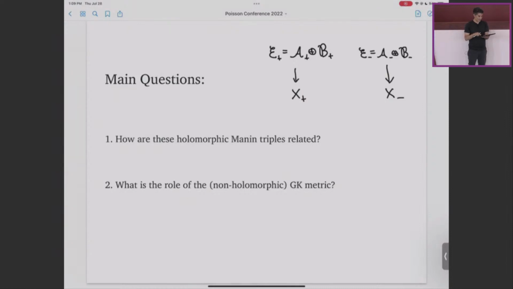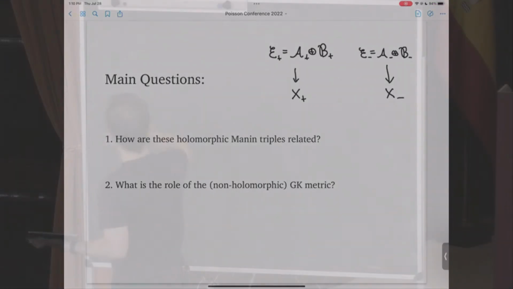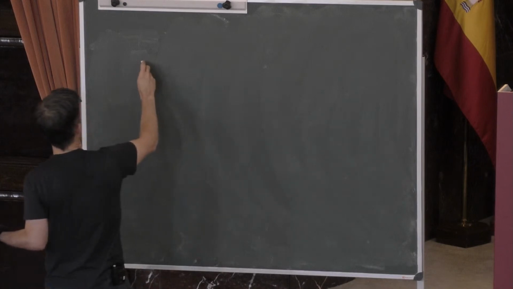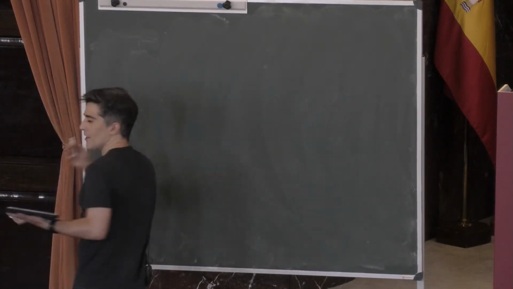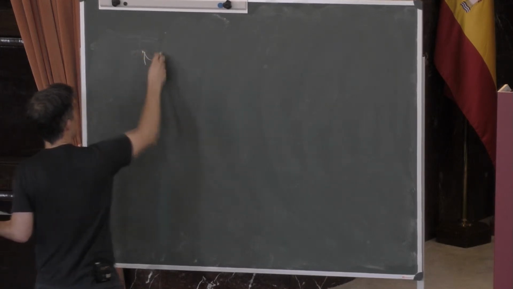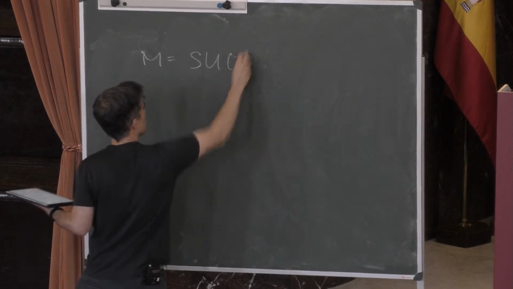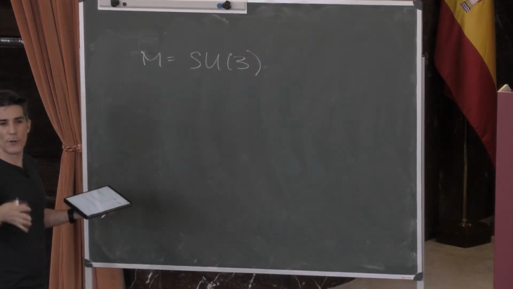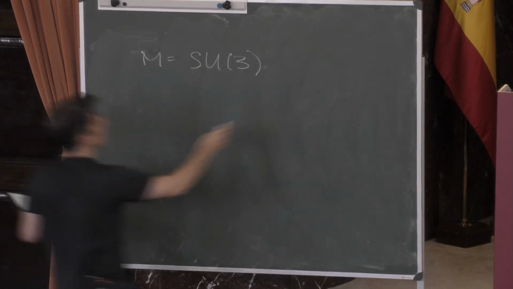Okay. Can you give an example that we should keep in mind throughout the talk? An example of the Manin triple. One thing you can keep in mind is, I'll give you a slightly strange example, but it's a good example. Suppose that you take the manifold to be SU3. This is a real 8-dimensional compact manifold. So the dimension is 8.